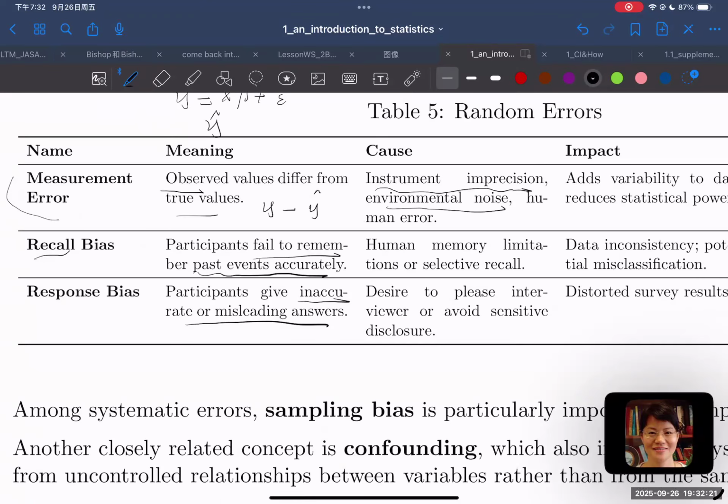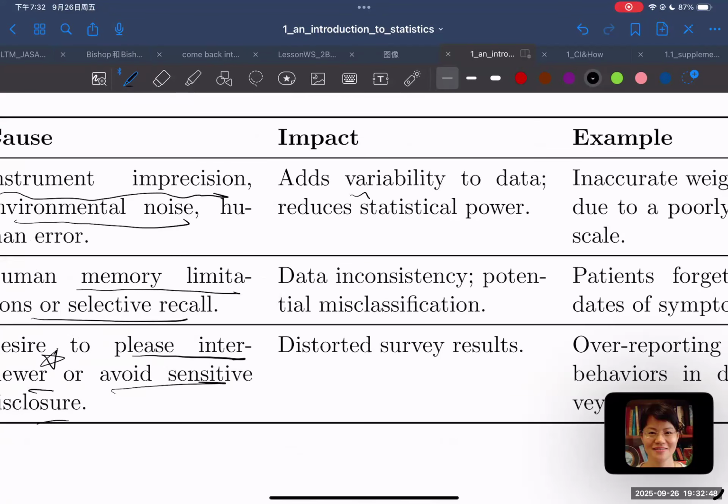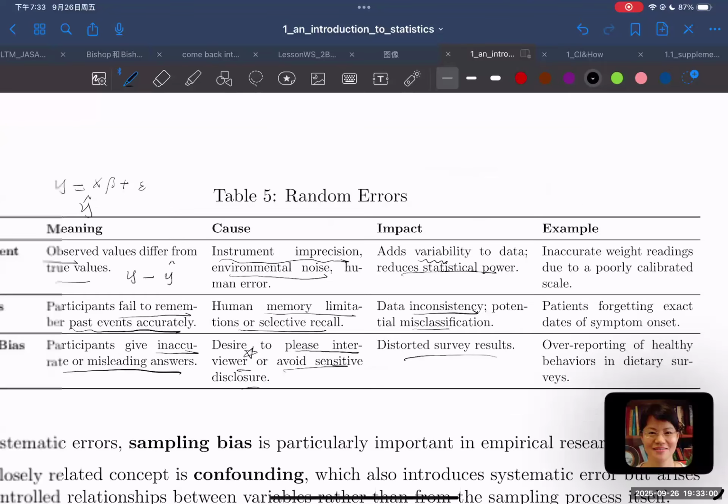The second one, the recall bias, is due to human memory limitations or selective recall, right? But for response bias, this just means the participants' desire to please interviewers or avoid sensitive disclosure. And then for all three of them, there would be some bad effects like adding variability, reducing the power, data inconsistency or misclassification. And even sometimes it will distort the survey results. This is what we have.